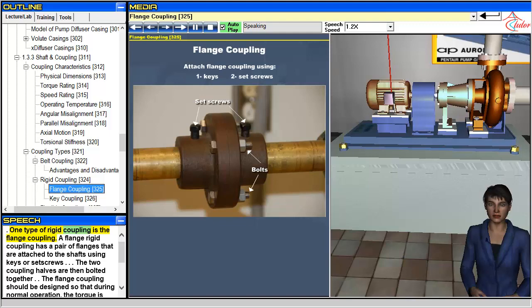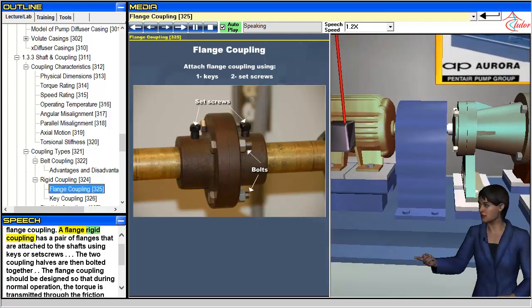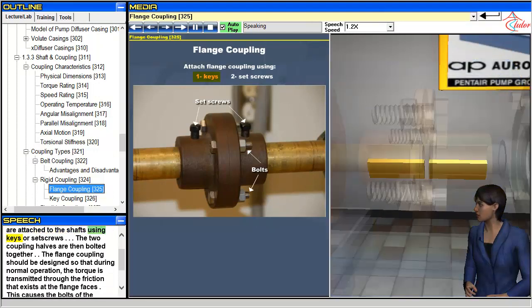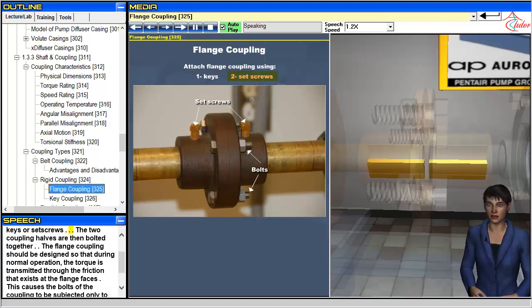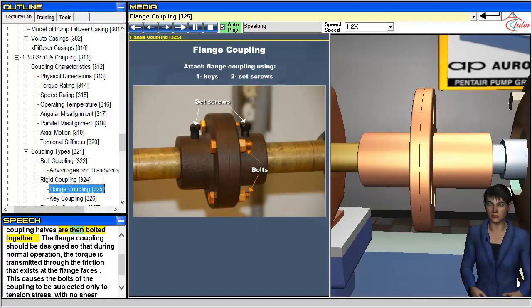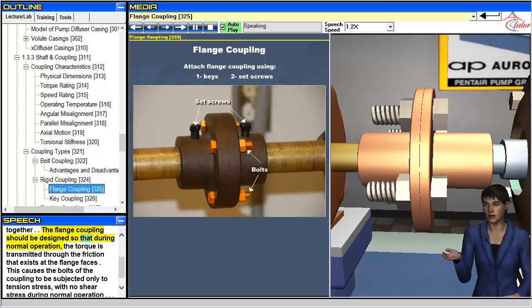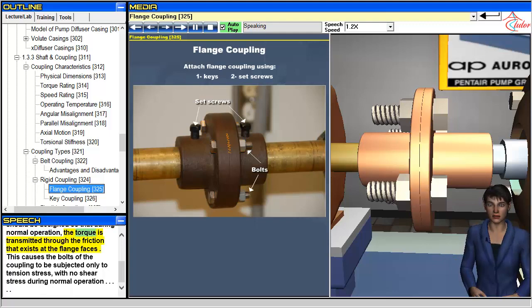One type of rigid coupling is the flange coupling. A flange rigid coupling has a pair of flanges that are attached to the shafts using keys or set screws. The two coupling halves are then bolted together. The flange coupling should be designed so that during normal operation, the torque is transmitted through the friction that exists at the flange faces. This causes the bolts of the coupling to be subjected only to tension stress, with no shear stress during normal operation.